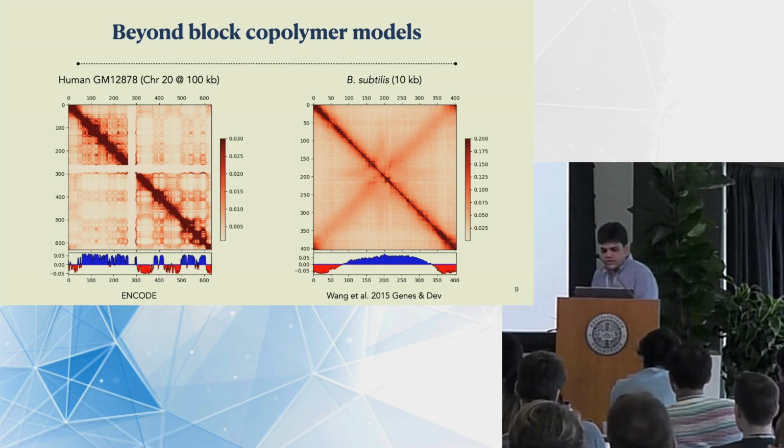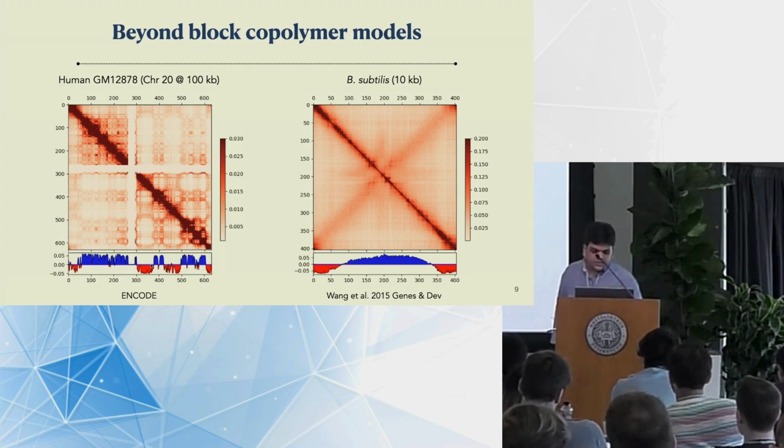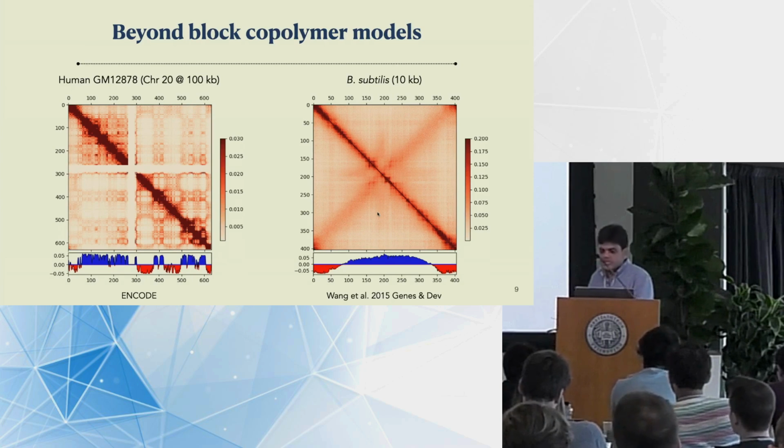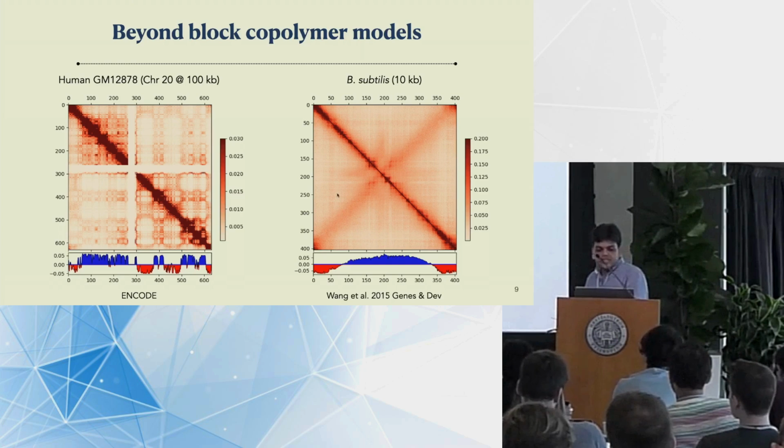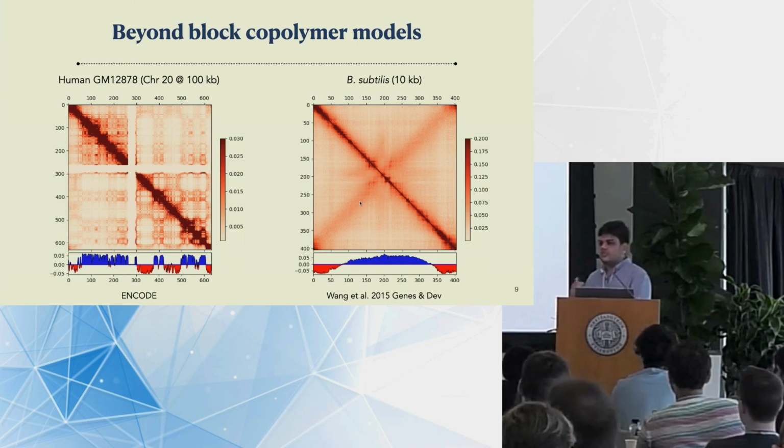But if you go to some other organisms, for example, this is Bacillus subtilis. This is a rod-shaped bacteria. It's a model organism, very well characterized. And this is the Hi-C map of its chromosome. It has one singular circular chromosome.